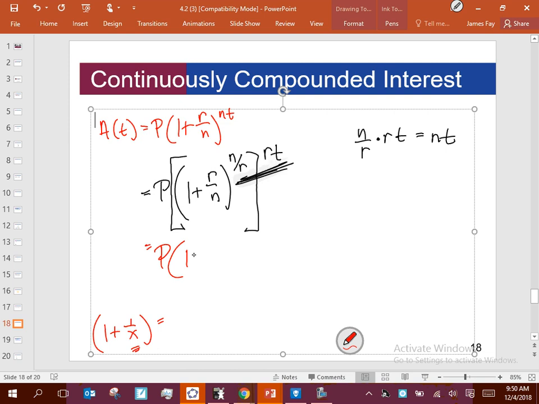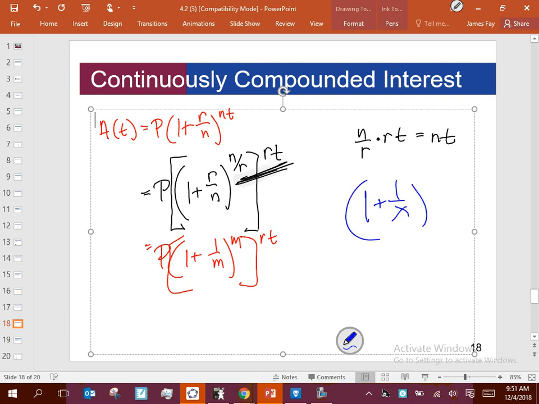If I let r over n be 1 over m, then n over r is m, and I raise that all to the rt. Isn't this thing right here what we say when we're compounding continuously, right? That m is going to infinity in both spots, correct? Well, if we think about what we talked about at the beginning, I had 1 plus 1 over x raised to the x. As x went to infinity, what did this quantity tend to? What did it become?